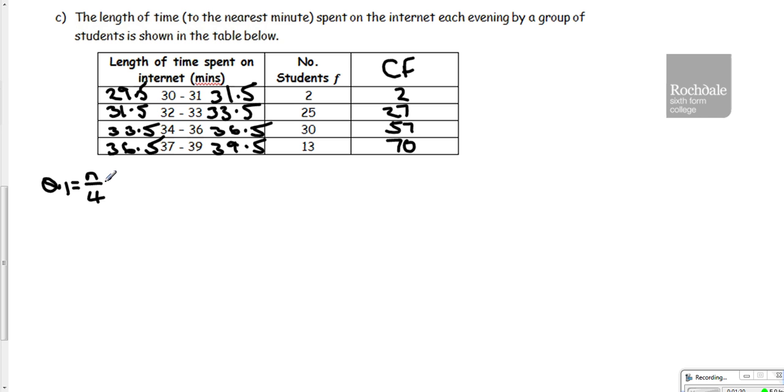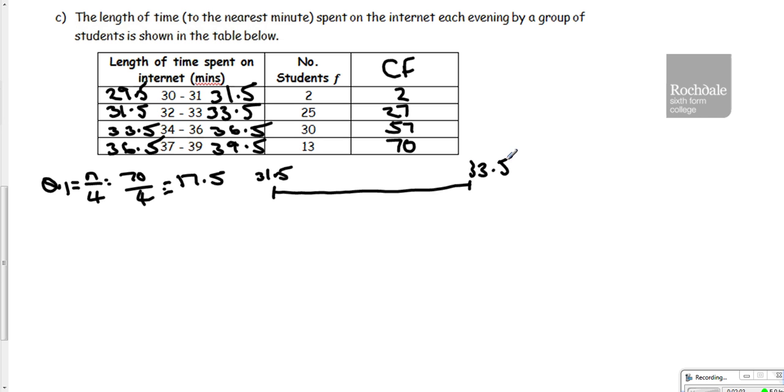Start as we usually do, n over 4, which is 70 over 4, 17.5. But remember, when it's group data, we're interpolating, so you don't round. So we look for where the 17.5 value would be. Well, you've got 2 items in the first interval, and then by the end of the second interval, you've got 27 values. So we know it must be somewhere in that second interval. So let's write on the class boundaries. We've got 31.5 and 33.5 as our class boundaries.